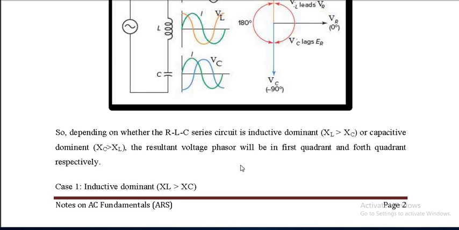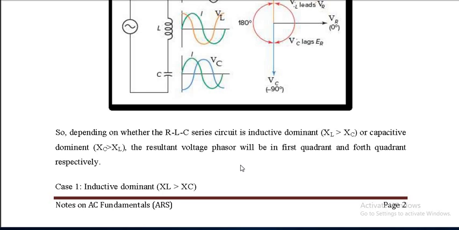This difference of the reactances, XL minus XC or XC minus XL, is termed the net reactance. Whenever any RLC series circuit is given to you, the very first thing that should come to your mind is the net reactance of the circuit. You will have to find out XL's value and XC's value, and depending on which value is greater, it will be that dominant circuit. For example, if XL is greater than XC, it will be an inductive dominant circuit. If XC is greater than XL, it will be a capacitive dominant circuit.